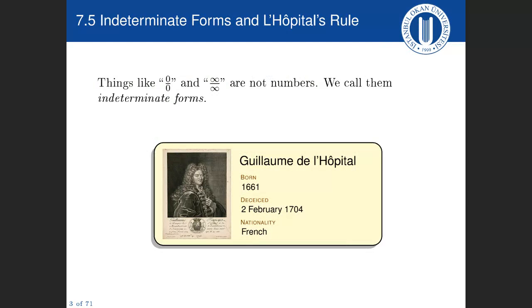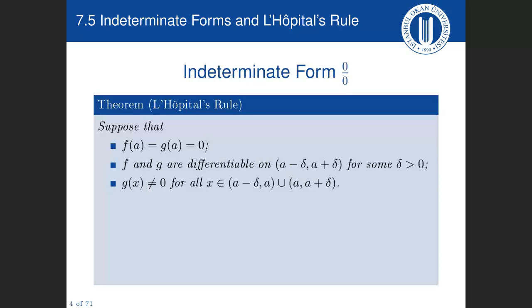Things like 0 divided by 0 and infinity divided by infinity are not numbers. Instead, we call them indeterminate forms. To study the indeterminate form 0 divided by 0, we have a theorem called L'Hopital's rule.